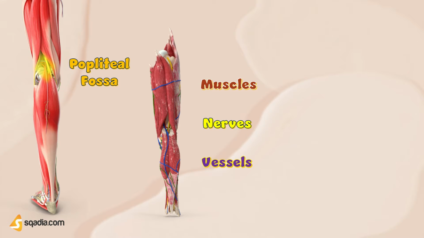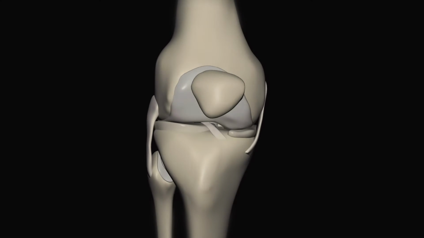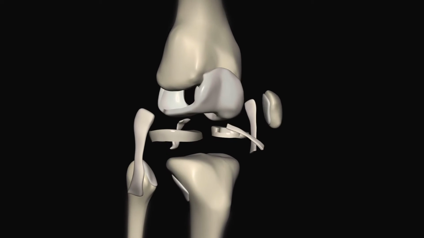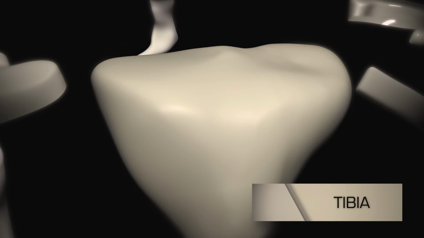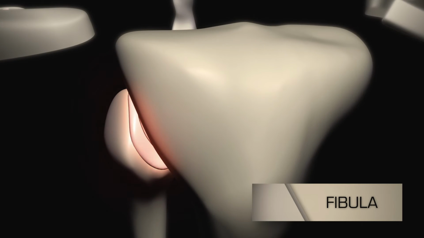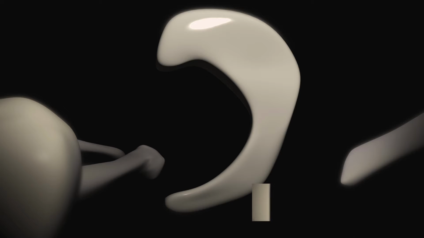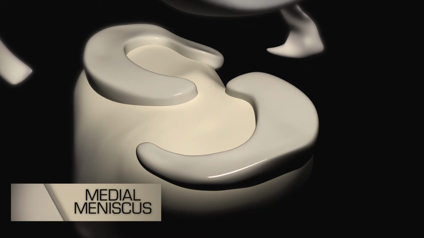Since I mentioned that the location of the popliteal fossa is where the knee joint is located, here is a brief overview of the anatomy of the knee joint, so it is easier for you to understand the surface anatomy of the popliteal fossa. The components that make up the knee joint are the tibia, fibula, lateral meniscus, and medial meniscus. They are located just at the superior end of the tibia.